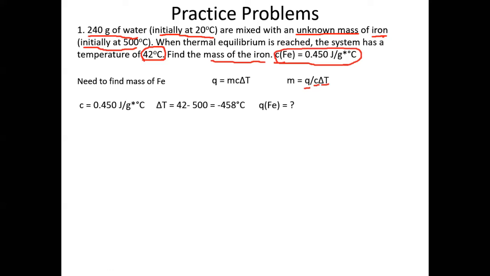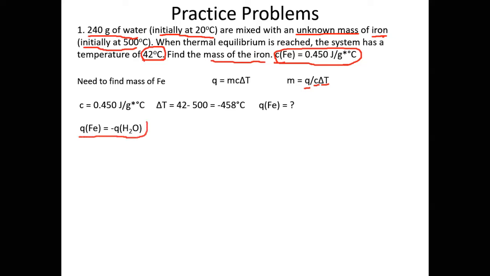So what is the Q of iron? Once we know that, we can find the mass of iron. So what we have to remember is the fundamental principle of coffee cup calorimetry. The heat released by the iron is absorbed by the water. So we can determine how much heat the water absorbed. We can determine how much heat was released by the iron. And it didn't mention anything about the calorimeter, so we know that there was no heat absorbed by the calorimeter.